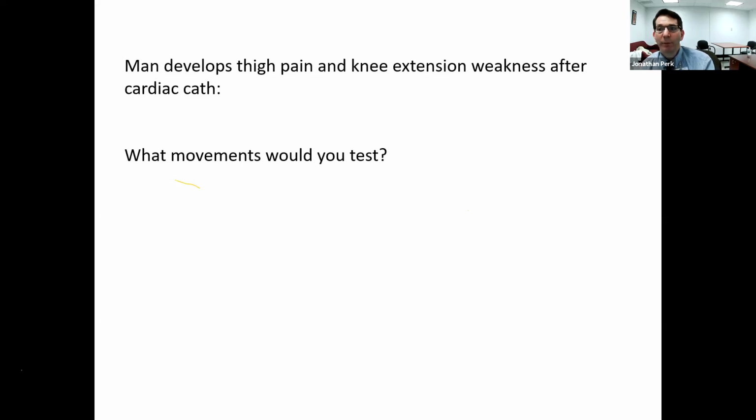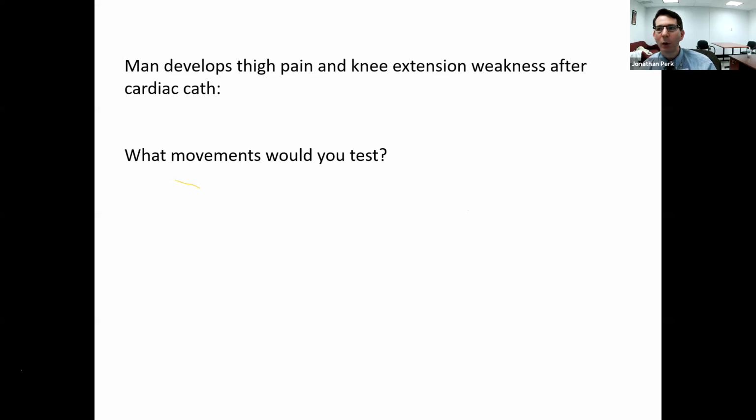So what movement would you test? What do you guys think? Just based on what we learned so far. How would you differentiate a femoral neuropathy, a groin problem, from, let's say, a retroperitoneal hematoma? What movement should not be involved? Hip adduction. So you already know enough to separate the two.